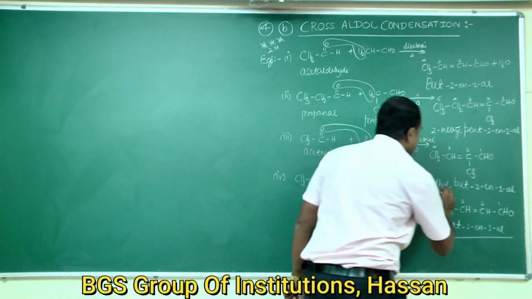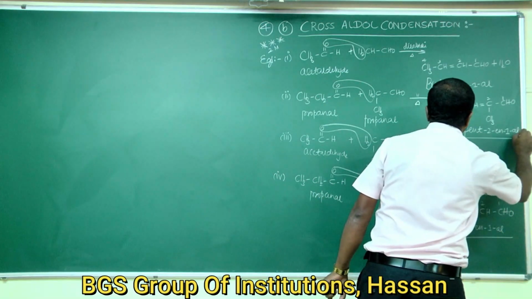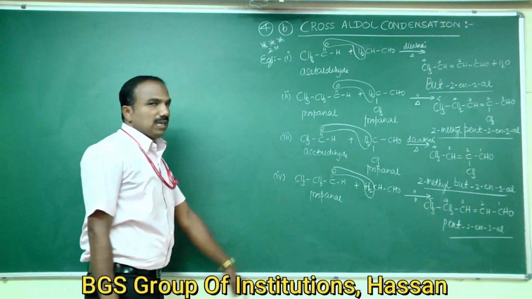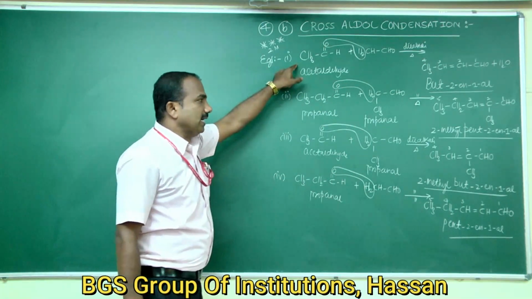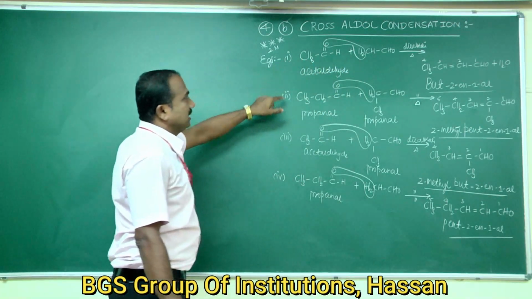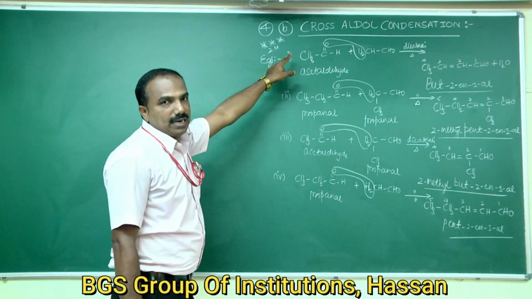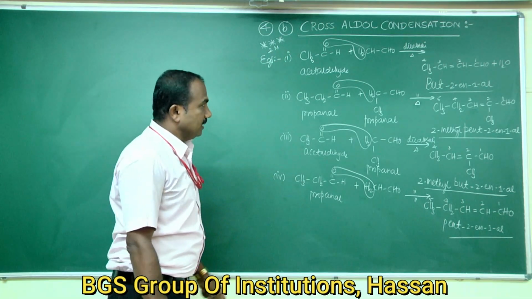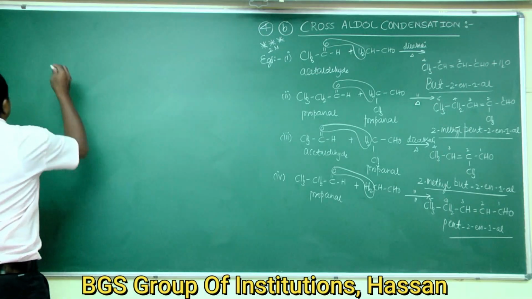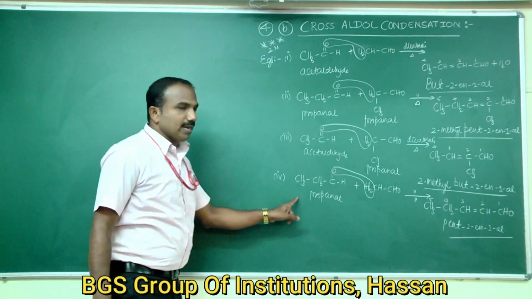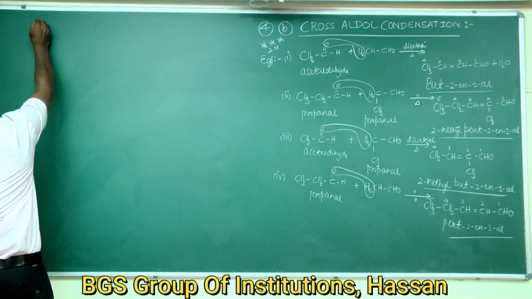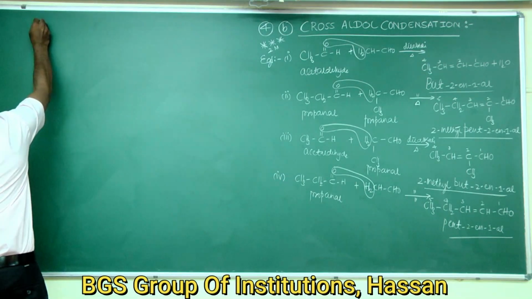So these are the four products. If both aldehydes contain alpha hydrogen atoms, four products are formed. So these are the examples of cross aldol condensation. Okay, so next is the fifth one. Sorry, another example is also there for cross aldol condensation. That is example fifth.